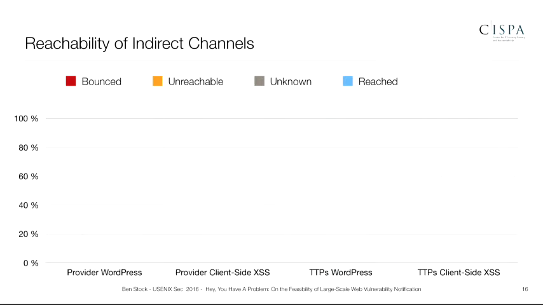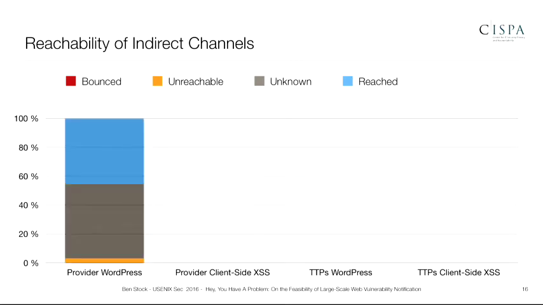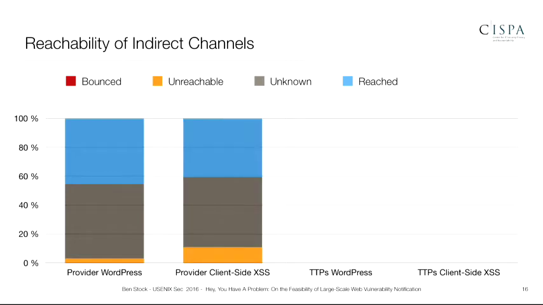For the indirect channels, we have a somewhat different scenario. So for the providers, we managed to reach over 40%. So that is 40% of those providers either viewed a report or at least acknowledged that they got the email from us. For client-side XSS, we have comparable numbers, so about 40%. In this case here, this chunk is not caused by missing domain entries, missing email entries, sorry, but rather by these automated responses saying, please fill out this web form to get in contact with us.